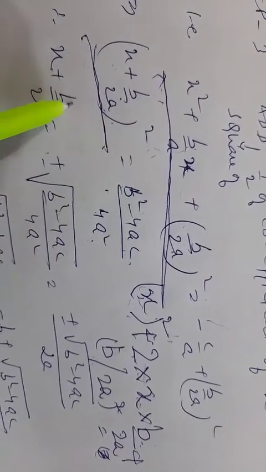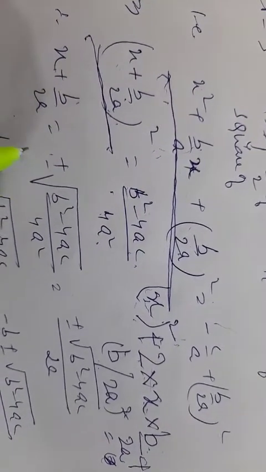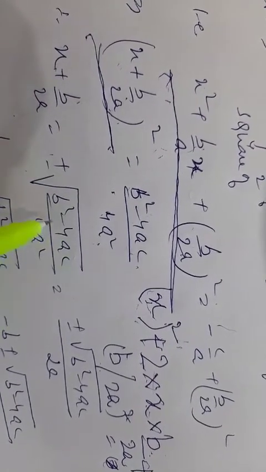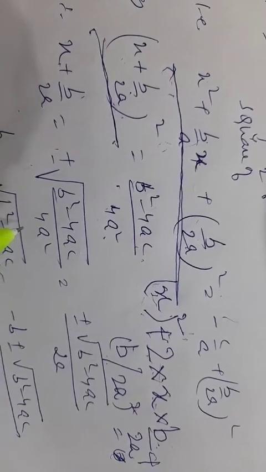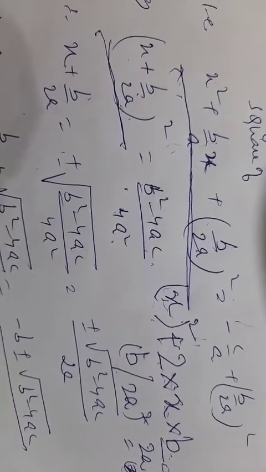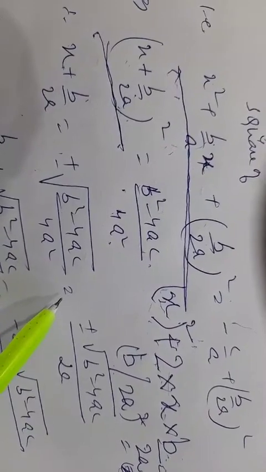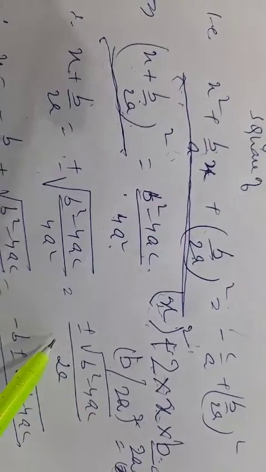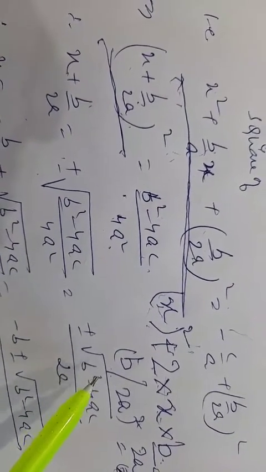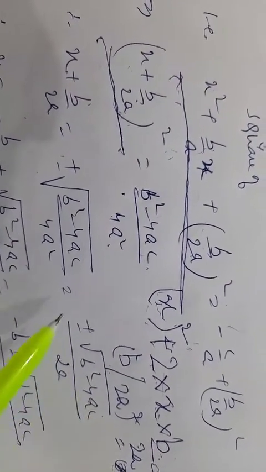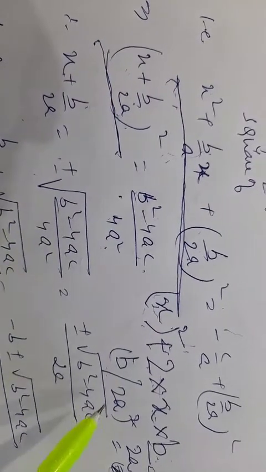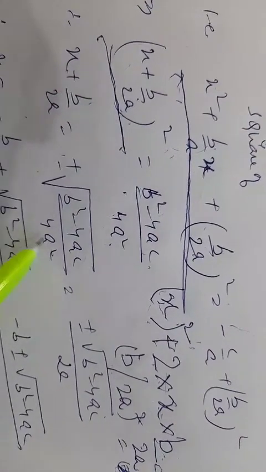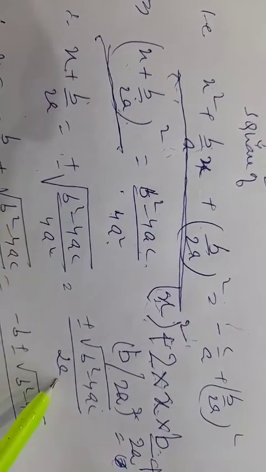Now it becomes x plus b by 2a is equal to plus minus under root (b square minus 4ac) by 4a square. Now after that, what do we see? We see that it is equal to plus minus under root b square minus 4ac. The numerator will remain inside the root, but this 4a square will be taken out from the square root in the form of 2a.